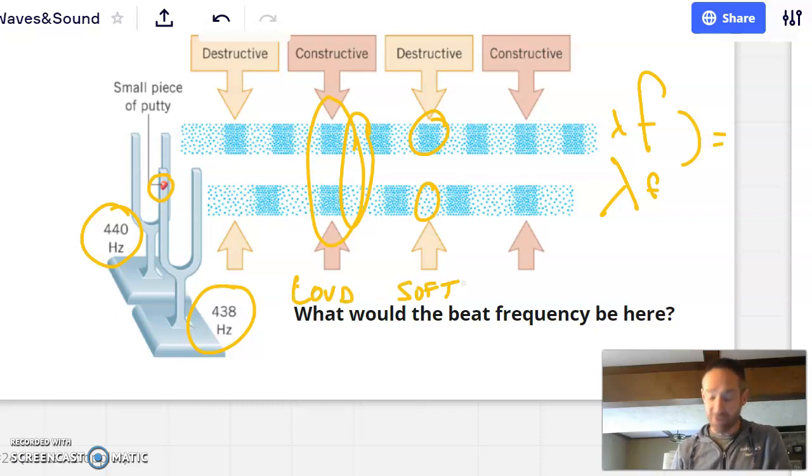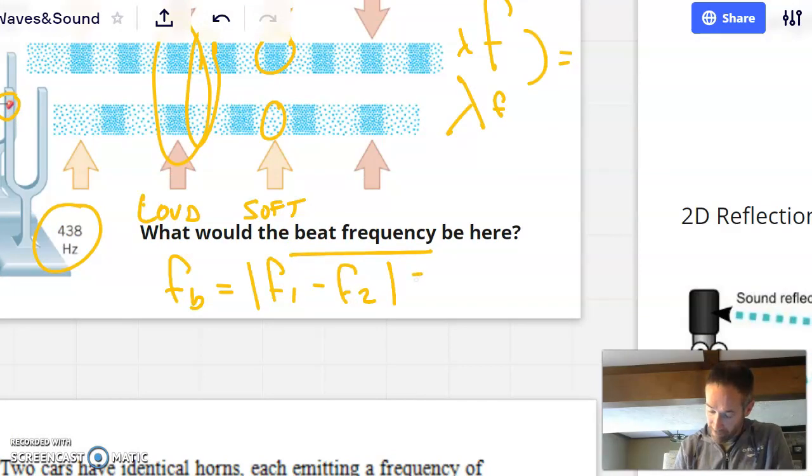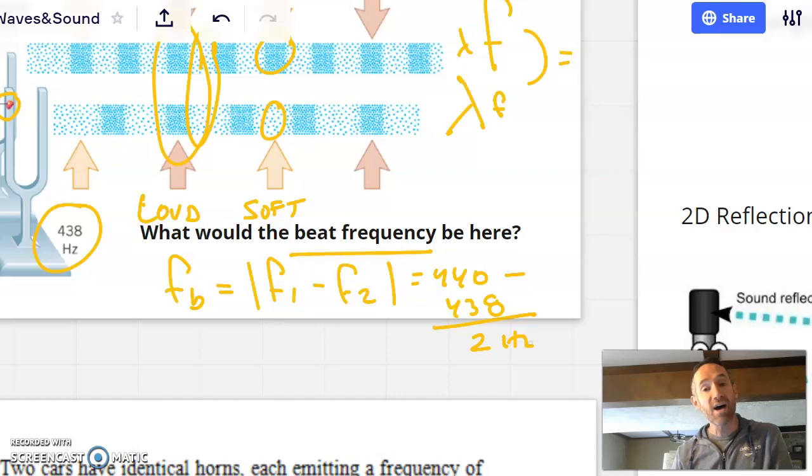Now, calculating the beat frequency is super, super easy. And that's actually what I calculated before when I did that subtraction. We say that the beat frequency is just the difference between the two frequencies. Now, I don't know which one is going to be bigger and which way you're going to subtract, so we generally write that with absolute value signs around there. So what would be the beat frequency here? Easy one, 440 minus 438, 2 hertz. So 2 times a second, it's going to go loud and soft and loud and soft.